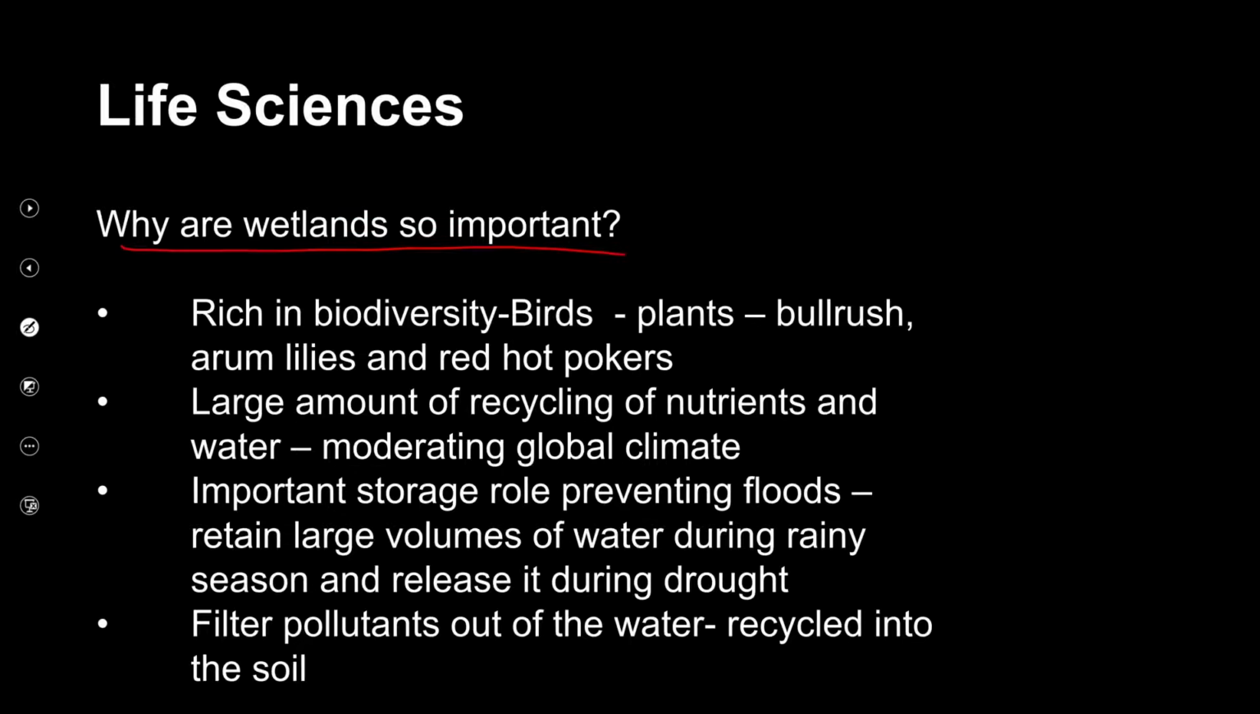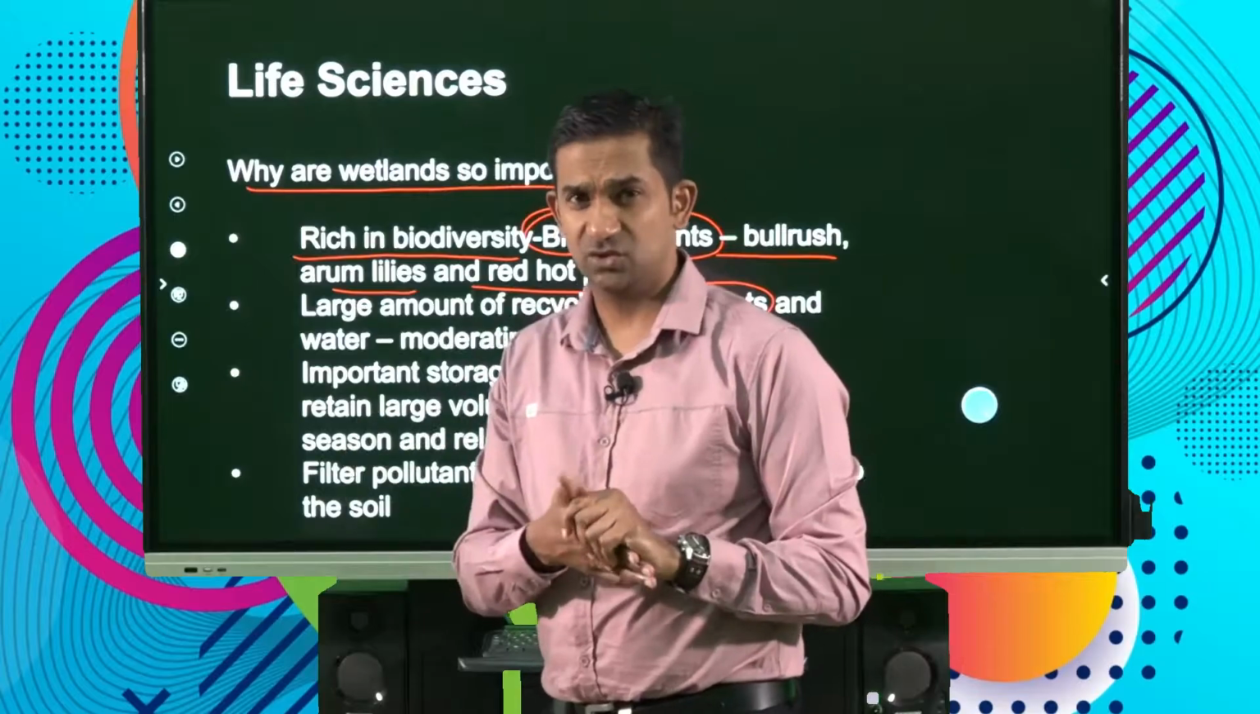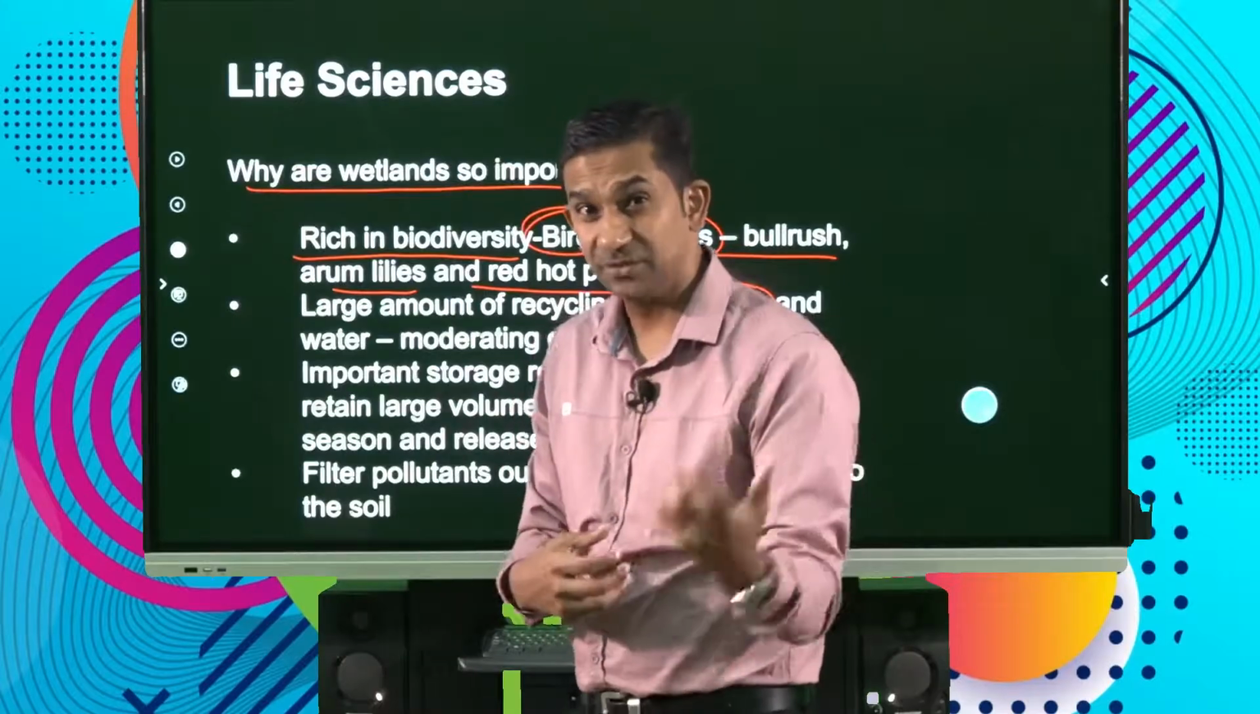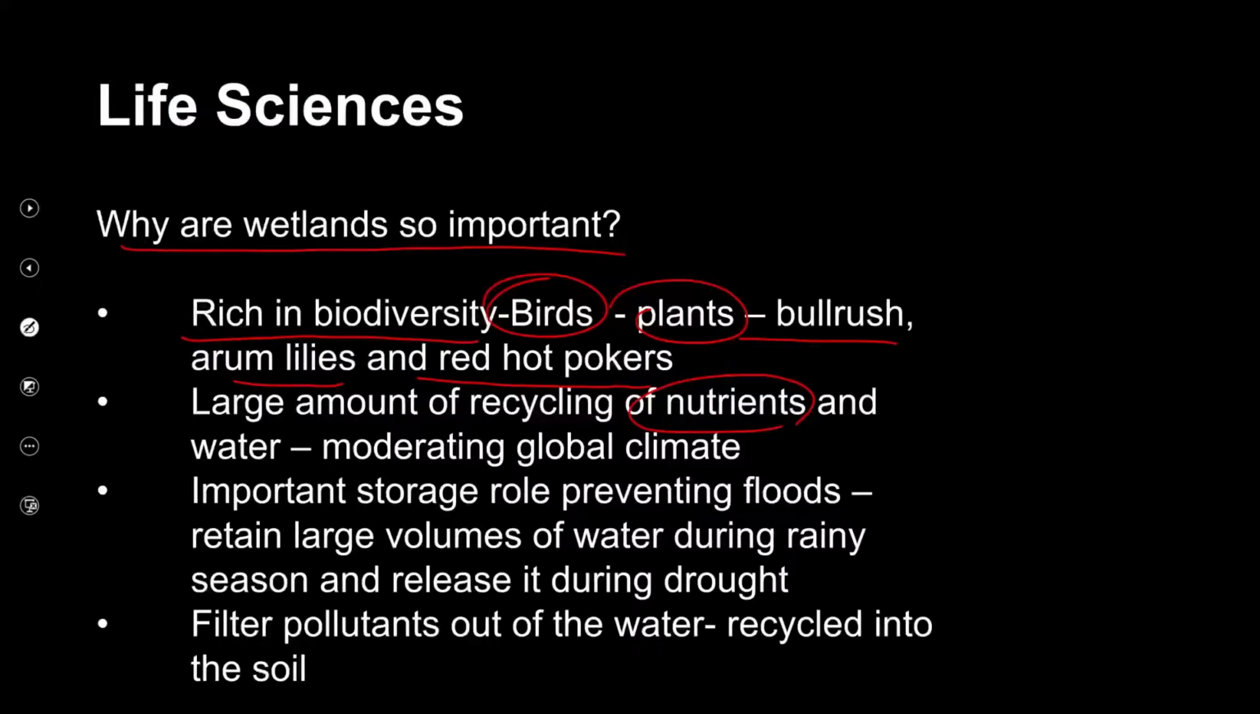Wetlands are important because they support a rich biodiversity of birds, plants, as well as animals. Certain plants are typically found here, the bulrush, the arum lilies, the red hot pokers. There's a large amount of recycling of nutrients in these wetlands, where the nutrients that run off the rivers and the soil collect in these wetlands and become a rich source of nutrients to the rest of the areas along these wetlands.